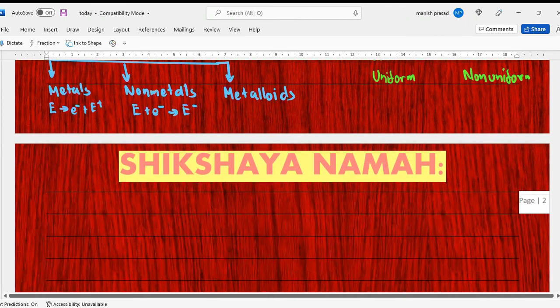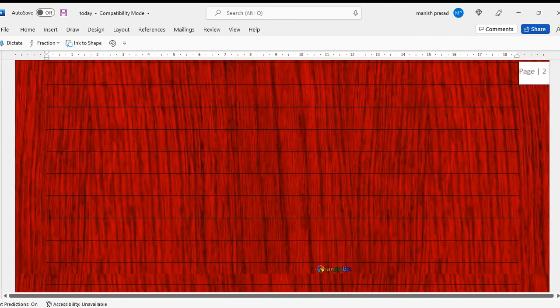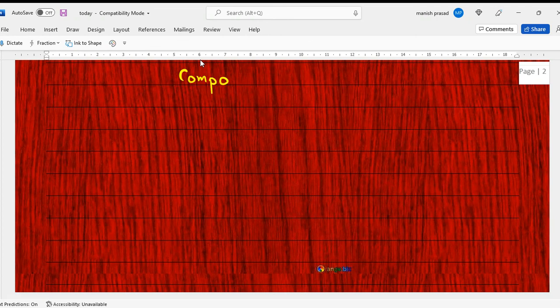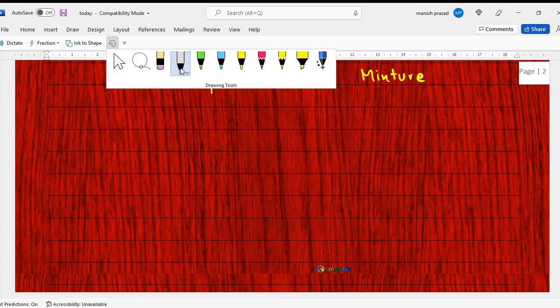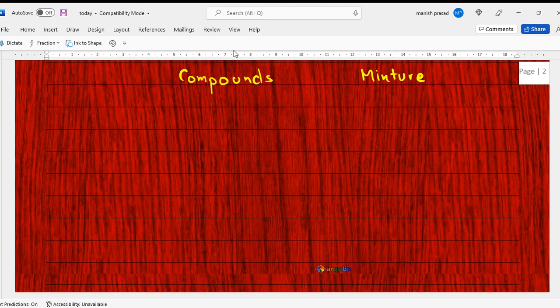Now, let's take a look at it. One side we'll put compounds and the other side we will put mixtures. One difference we have already done between a compound and a mixture: a compound is a pure substance, and a mixture is an impure substance. That is what we had done in the table.